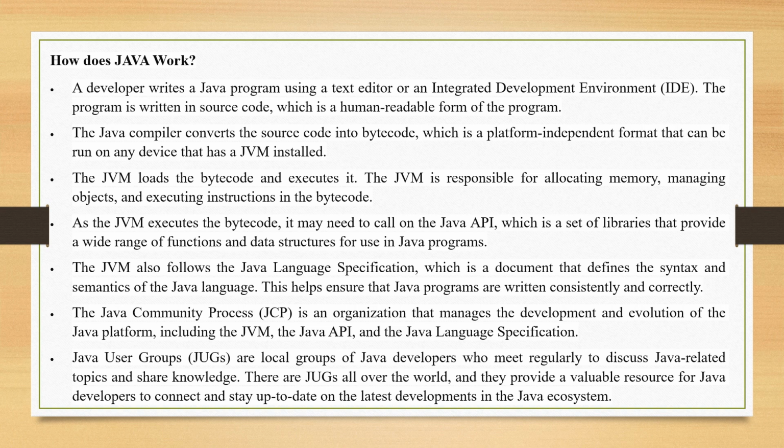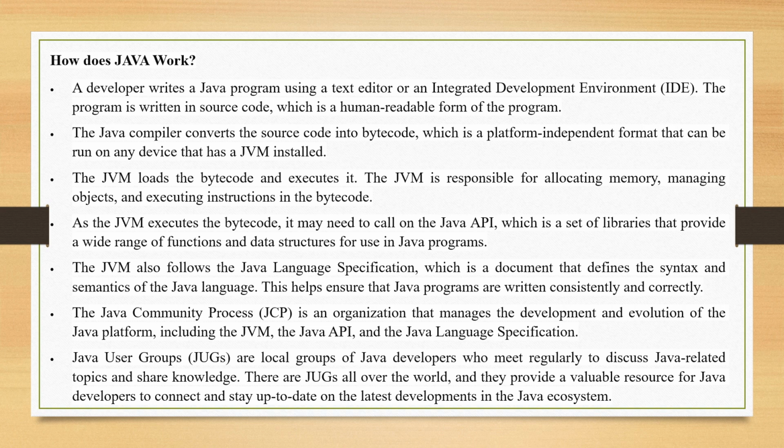We will see how Java works. First, when the developer writes a Java program using a text editor or any integrated development environment, the program is written in source code which is human readable. Then the Java compiler converts the source code into bytecode, which is a platform independent format that can be run on any device that has the JVM installed.